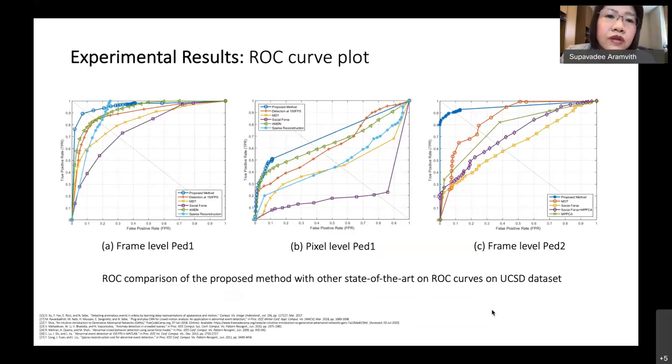We also show the result in terms of the receiver operating characteristic, where we usually plot the false positive rate versus the true positive rate. We compare our algorithm with several state-of-the-art algorithms, and you can see our algorithm is at the top and the left. It means we have the best performance and outperform the others, with the strongest growth in the true positive rate. So it proves that our proposed method is effective and robust for anomaly detection at the frame level and localization of the object at the pixel level.